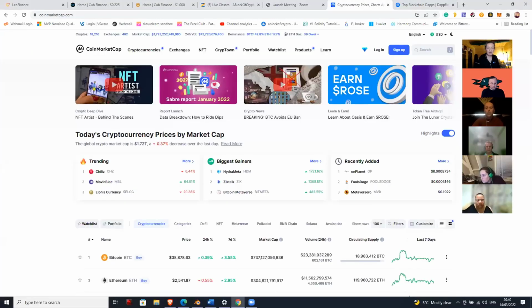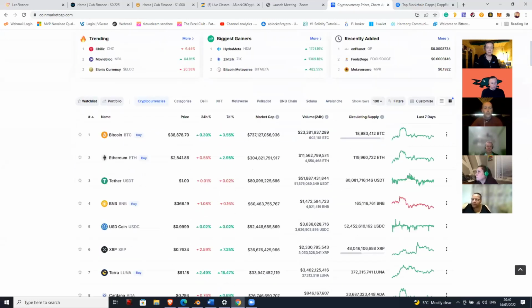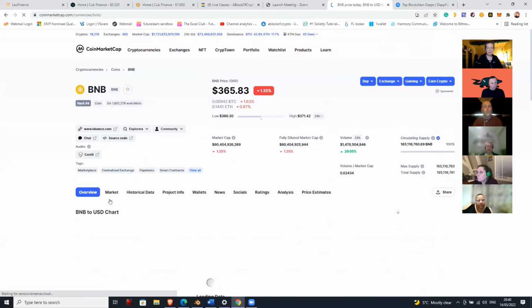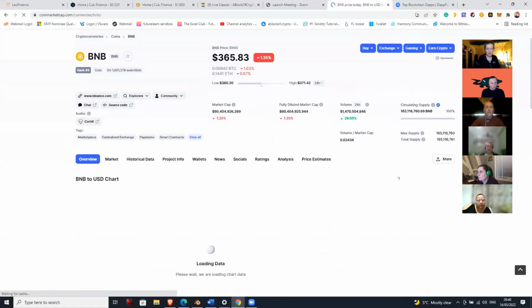I have, first of all, CoinMarketCap open. And we briefly looked at this with Simon a second ago, but I'm just going to select any coin here. I'm going to select BNB. This is the Binance coin. And I'm just going to let the page load up.